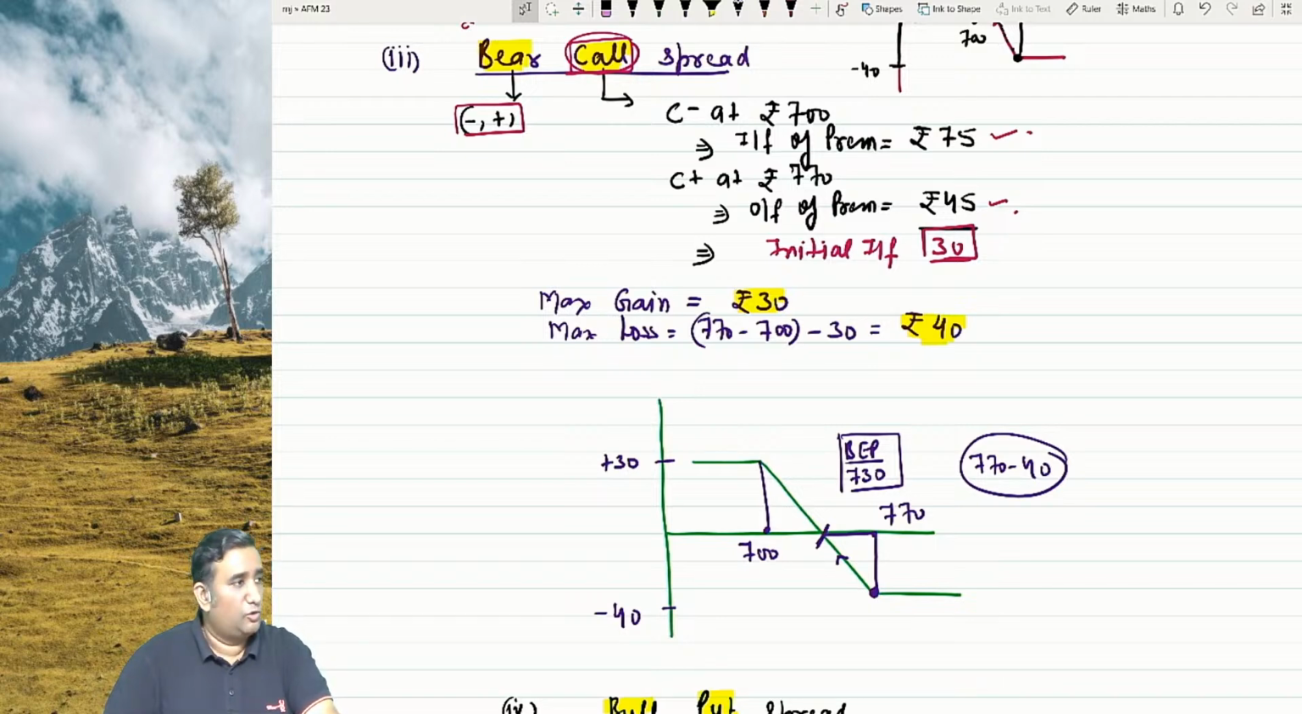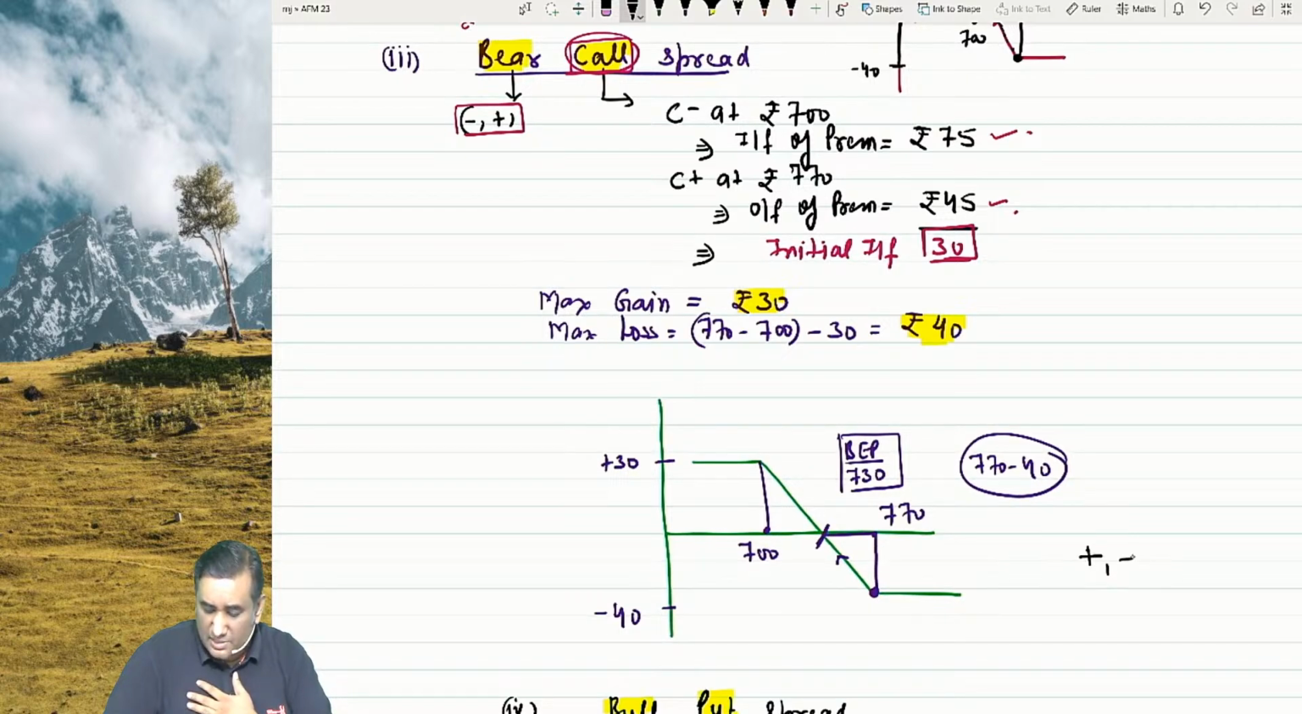Now next I take is bull put. When is, if from exam perspective you do what? Plus, minus. Leave it now. When is put bullish? Writer. Although I know from the exam perspective it should be plus minus, but put would be bullish when P minus.